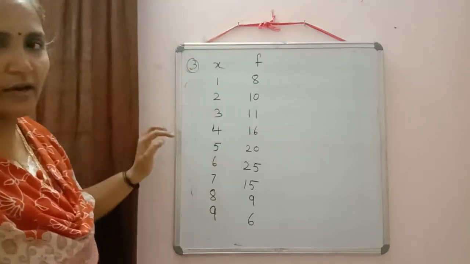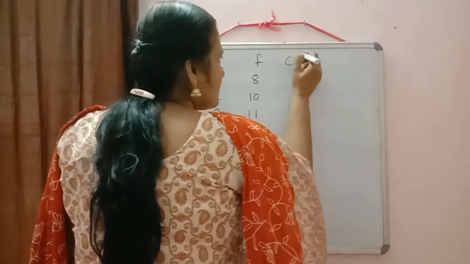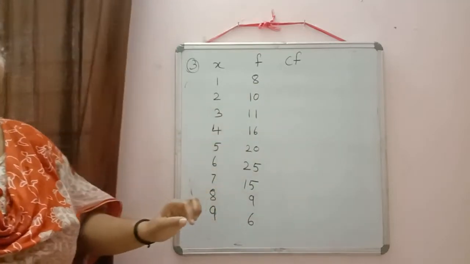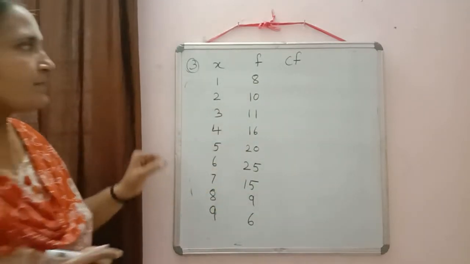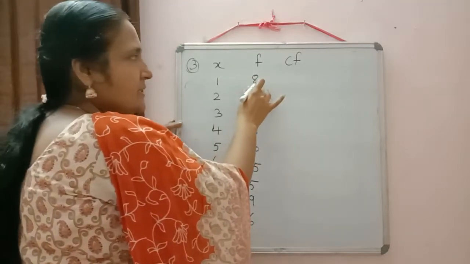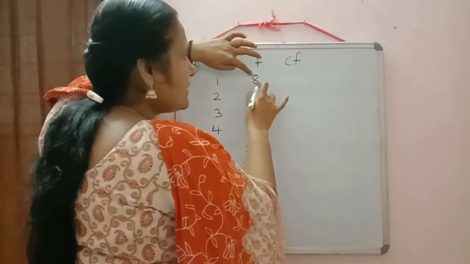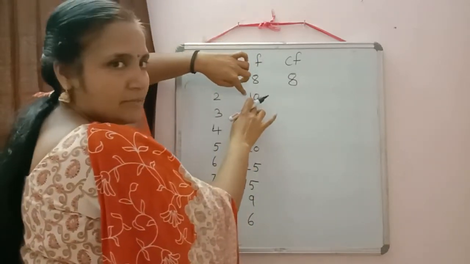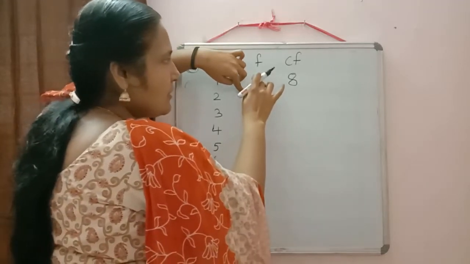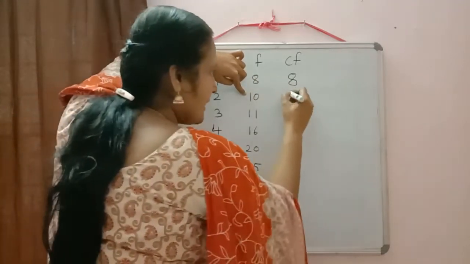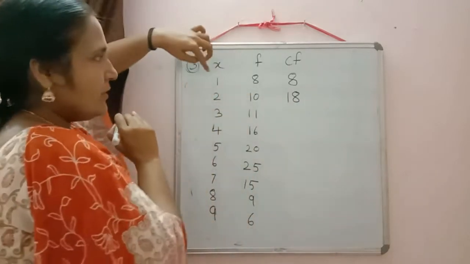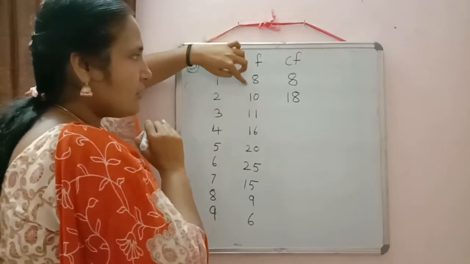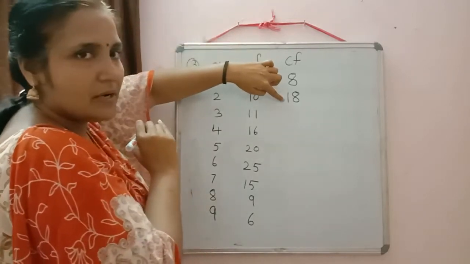So now what are we going to do? We are going to find the cumulative frequency, which is the sum of all the frequencies. How will we do that? 1 is repeated how many times? 8 times. So total 8 numbers are there. Now 2 is repeated how many times? 10 times. So total is 8 plus 10, which is equal to 18. So till here 1 is repeated 8 times and 2 is repeated 10 times, so our total numbers till now is 18.